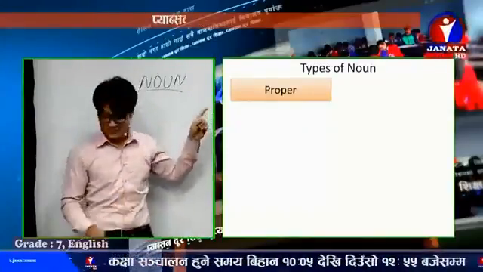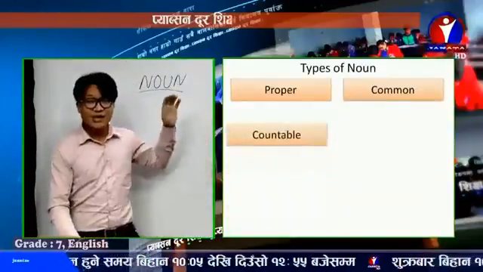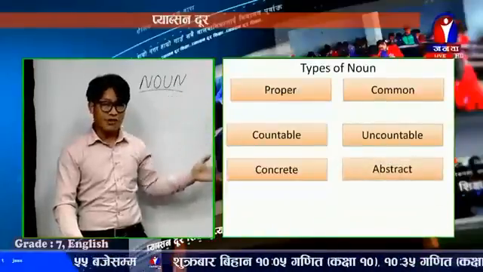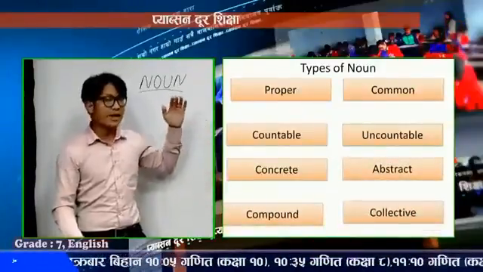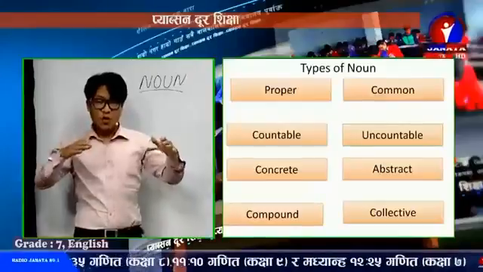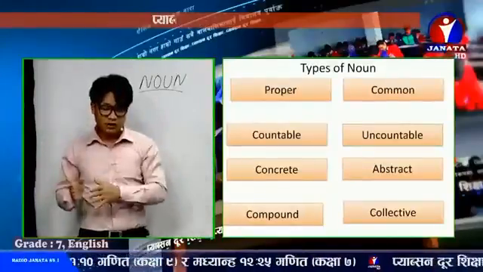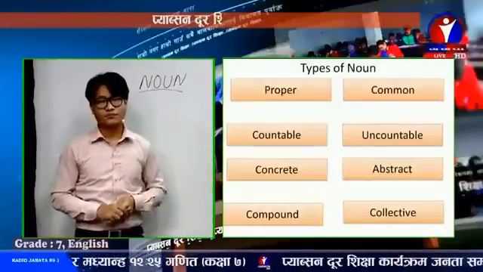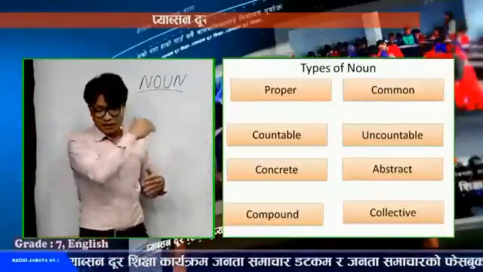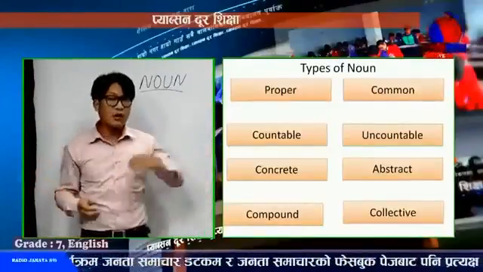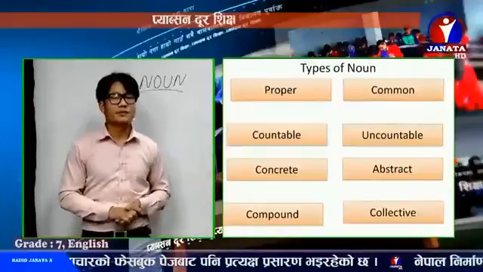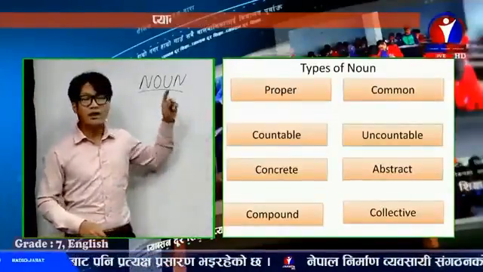First is proper, common, countable, uncountable, concrete, abstract, compound, and collective nouns. We have 8 types of noun. Here we will discuss what comes under these 8 types of noun. And we will also know the difference between common and proper, countable and uncountable, concrete and abstract, and compound and collective. So let's start first of all with common and proper noun.